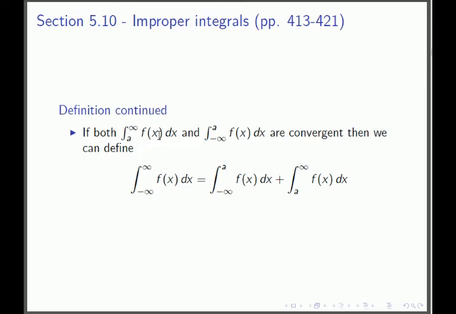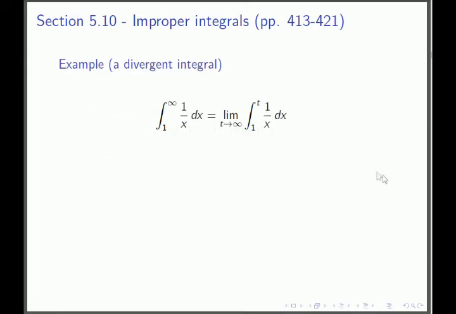Now, if both of these improper integrals are convergent, then we can add them together and we should get the integral of the function from negative infinity up to infinity. And so, reading that backward, if we want to integrate a function over the whole real numbers, then we can split it up into two improper integrals, which are improper just on one side rather than on both.